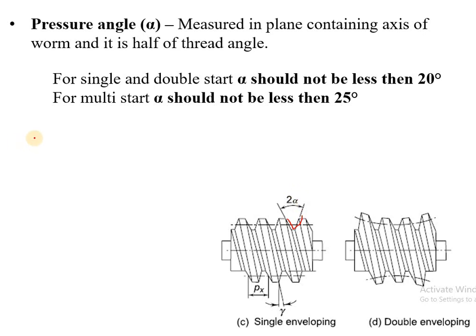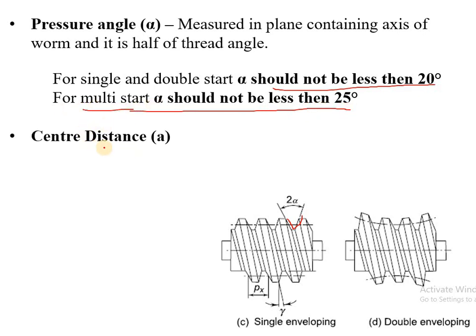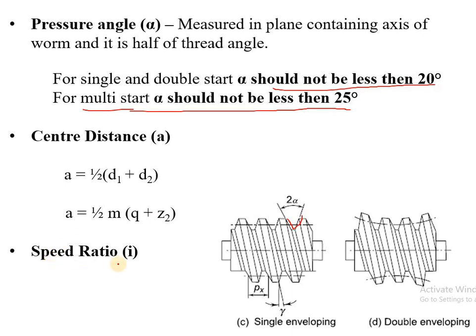Okay, here we were talking about pressure angle. Now alpha, for single and double start worm, should be less than 20 degrees, whereas it should be less than 25 degrees for multi-start. Next, center distance is given by half of d1 plus d2, as we have seen in the diagram. So d1 can be substituted as m q and d2 can be substituted as m z2. Again, speed ratio is given by z2 by z1.